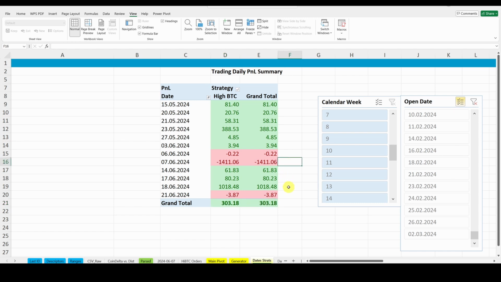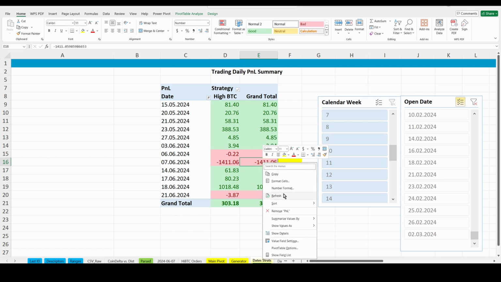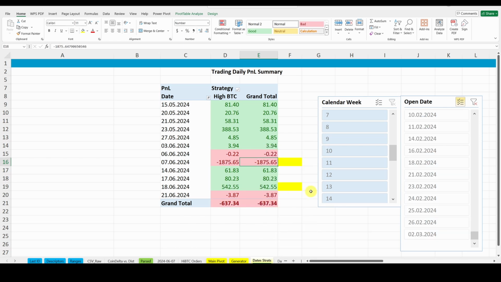Now, watch the hands, and pay particular attention to the cells next to the ones I've highlighted in yellow. The only thing I'm gonna do is refresh the pivot table. And, whoops, just like magic, the truth is revealed. I'm actually down minus 637 USDT. And back on that dumpster fire of a day, the P&L was not really minus 1400, it was almost minus 1900. And on the comeback day, it was not really 1000, it was only 542.